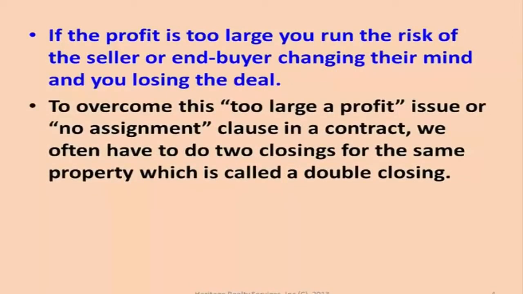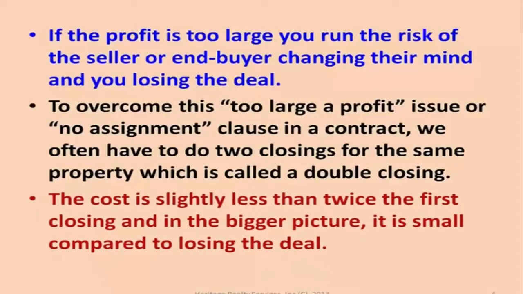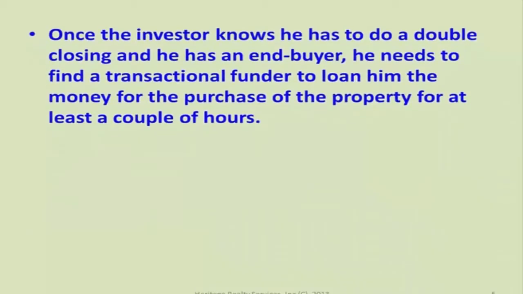To overcome too large a profit issue or no assignment clause in a contract, we often have to do 2 closings of the same property, which is called a double closing. The cost is slightly less than twice the first closing, and in the bigger picture it's small compared to losing the deal. Once the investor knows he has to do a double closing and he has an end buyer in hand who's paying cash, he needs to find a transactional funder to loan him the money for the purchase of the property for at least a couple of hours.